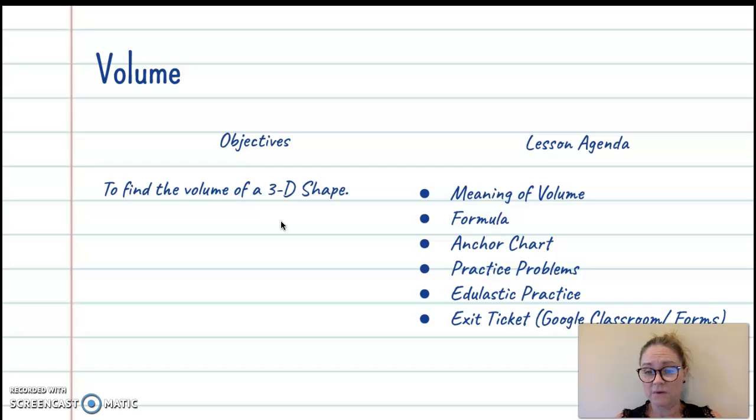We're going to discuss the meaning of volume, and what formula you use to find the volume of an object. I'm going to show you the anchor chart we're going to use for this lesson. You'll have some practice problems to do with me now in this video, and then on your own on Google Classroom, you will do an Edulastic practice and then have an exit ticket after we meet tomorrow.